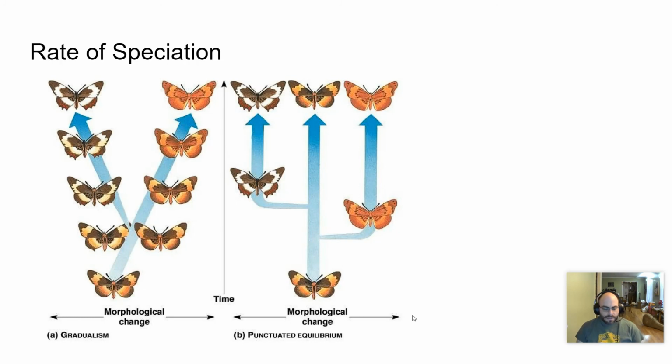And then the last thing to look at here is just the rate at which this occurs. There are two prevailing models in this, and one of them is called punctuated equilibrium, and the other is gradualism. So gradualism, on the left, is where evolution occurs very slowly and gradually. All ecological conditions change slowly, so therefore the creatures that live in those ecosystems also change slowly. This works to an extent.